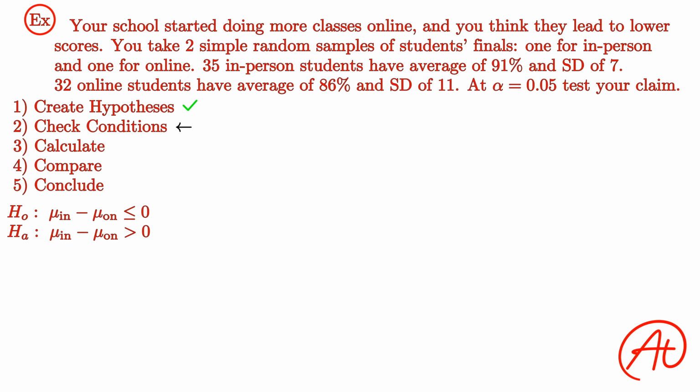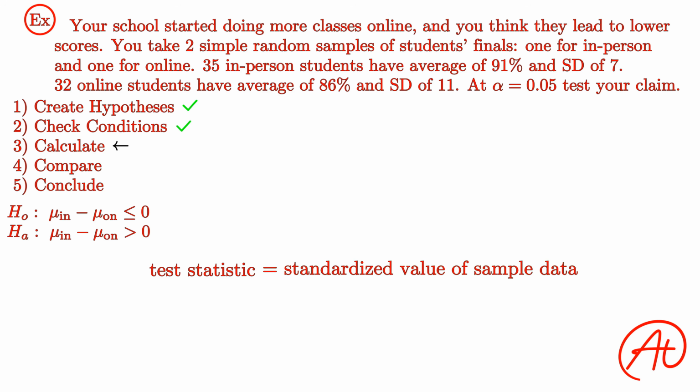Okay, now that our conditions are met, we can move on with the problem and calculate the test statistic and p-value for our samples. As a reminder, the test statistic is just the standardized value associated with our sample data, in our case the sample means, and the p-value represents the probability of getting the difference in the sample means we got if the difference in population means is actually zero. Since this is a two-sample t-test and we're using a normal distribution, our test statistic is a t-statistic.